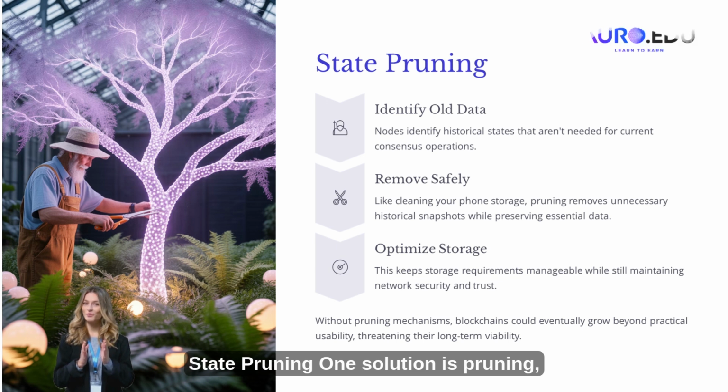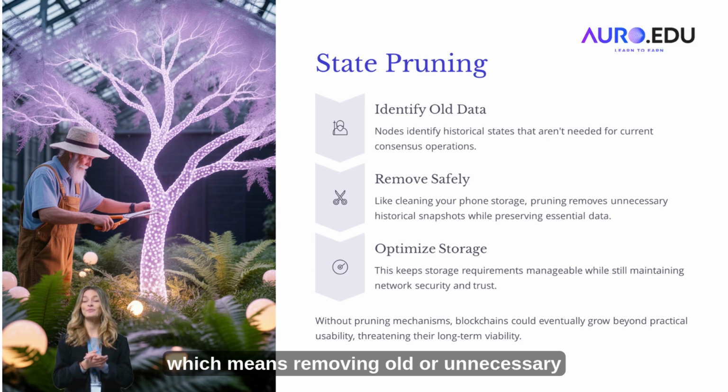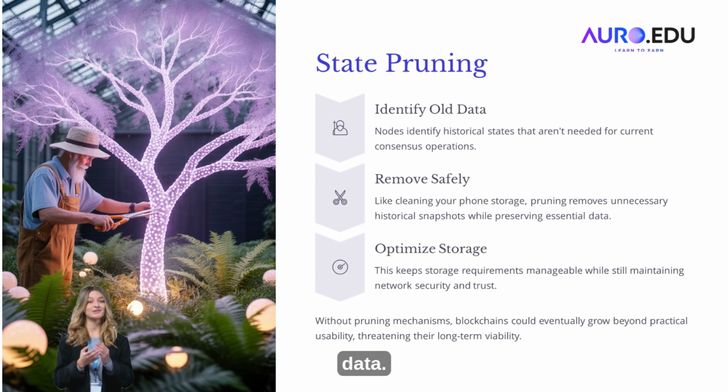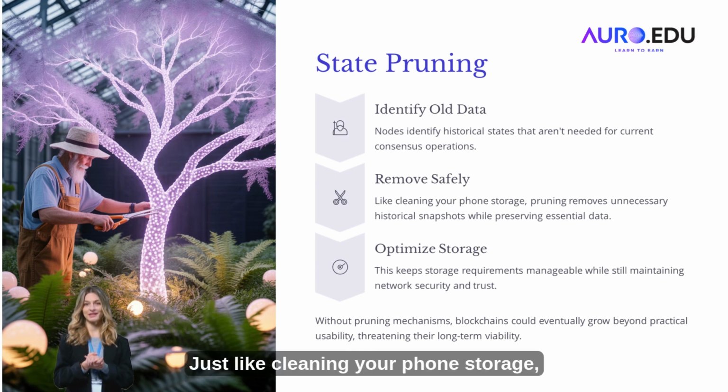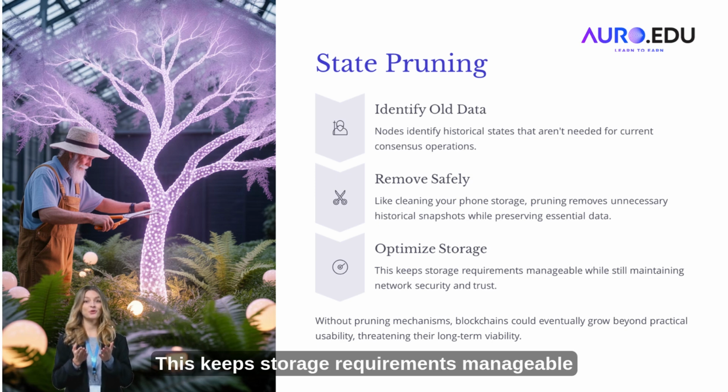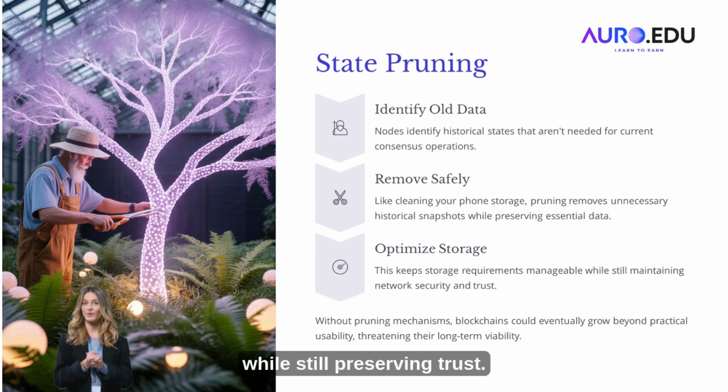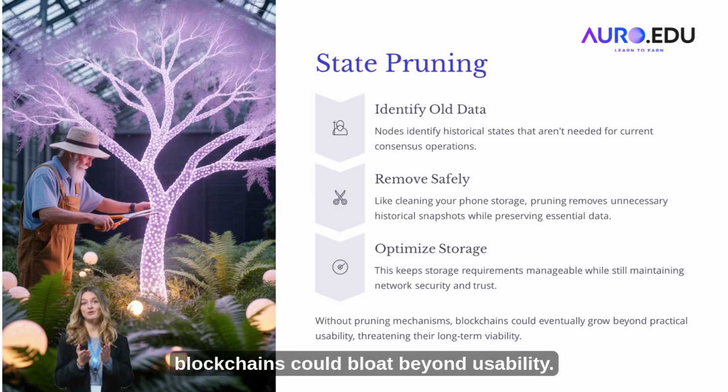State pruning. One solution is pruning, which means removing old or unnecessary data. Just like cleaning your phone storage, pruning gets rid of states that aren't needed for consensus. Nodes only keep recent data while discarding older snapshots. This keeps storage requirements manageable while still preserving trust. Without pruning, blockchains could bloat beyond usability.